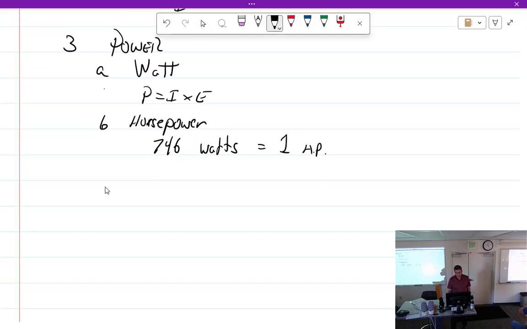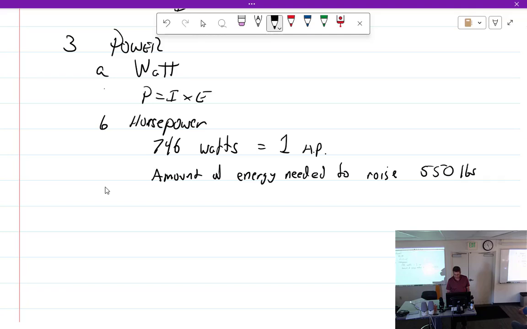So, and all that being said, it was the amount of energy needed to raise 550 pounds a distance of 1 foot in 1 second.